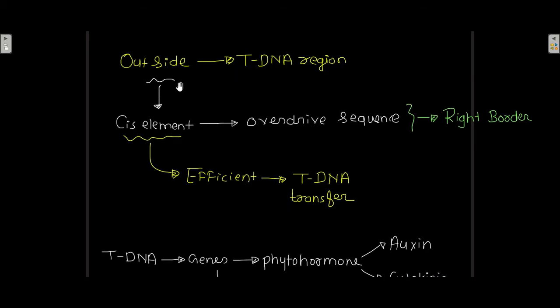Outside the tDNA region, there is a cis element designated as the overdrive sequence, which is near the right border. This overdrive sequence is required for efficient tDNA transfer. If you want efficient transfer of the tDNA into the plant genome, you should make sure that this cis element, the overdrive sequence, is present in your Ti plasmid near the right border.